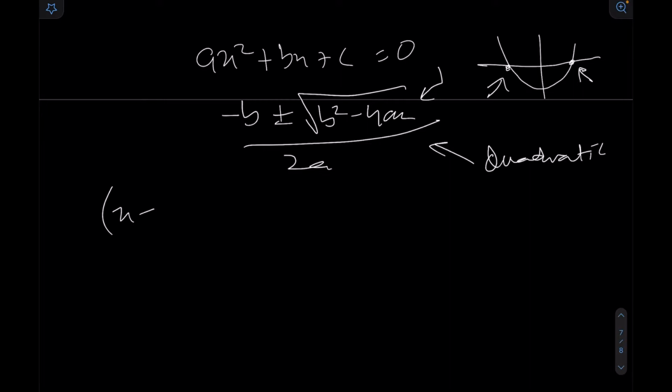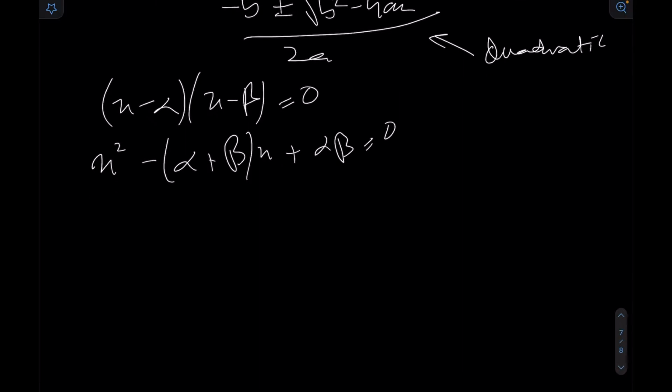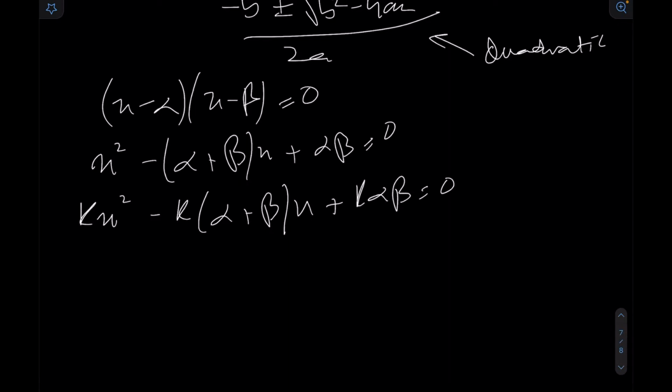So say if I have any quadratic x minus alpha, x minus beta equals 0, in other words, a quadratic that has the roots alpha and beta, to not confuse. So if we expand this out, we basically get this plus alpha beta. And of course I can multiply the whole equation by some factor and the answer still won't change. So k x squared minus k alpha plus beta x plus k alpha beta equals 0, right? And that k would become the coefficient of x squared.